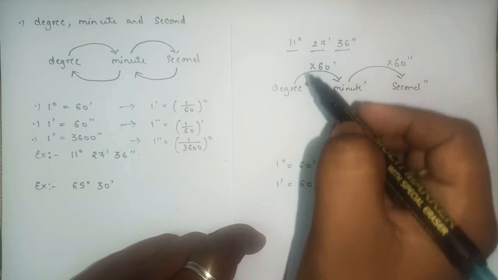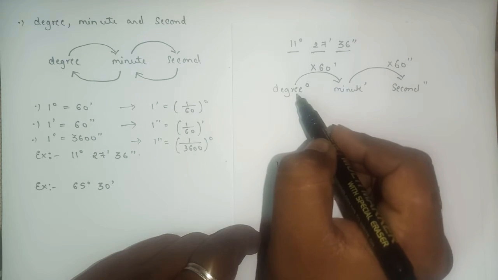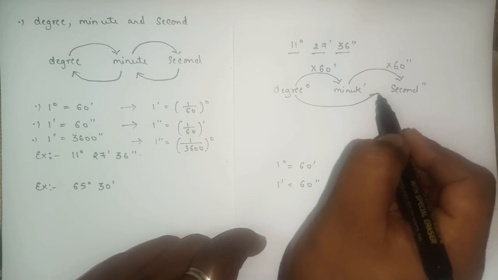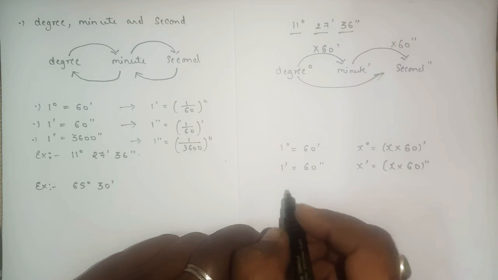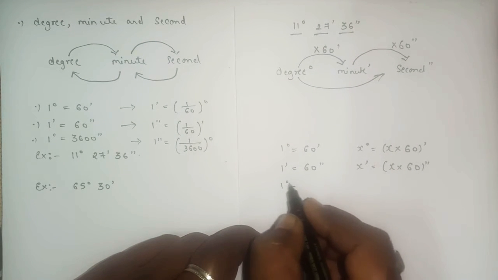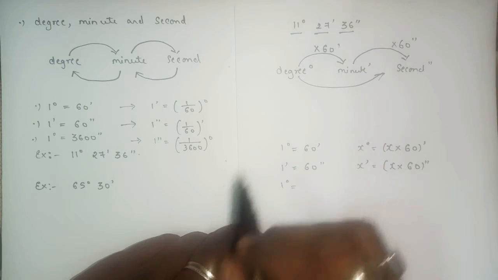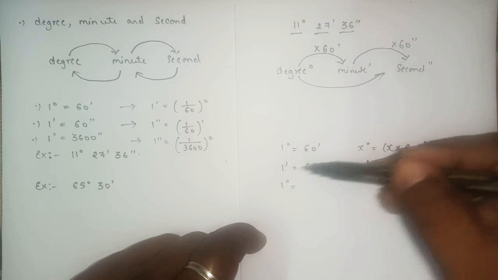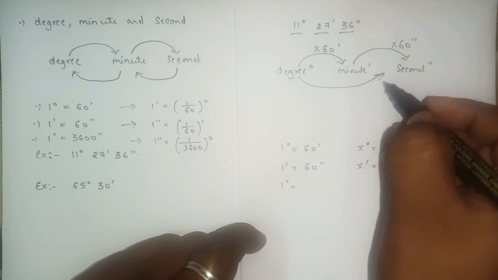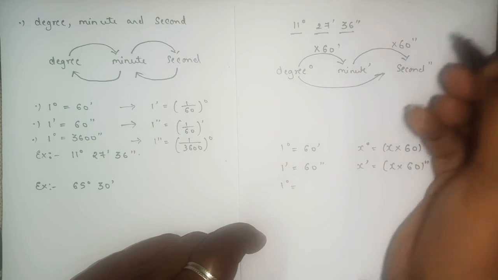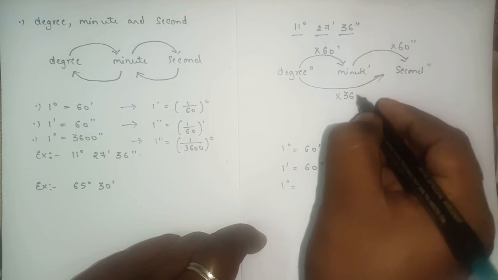Now suppose you want to convert degree directly to second, with no minute. The fundamental is that 1 degree is equal to 60 minute and 1 minute is equal to 60 second, so we have 60 and 60. If you want to convert degree directly to second, simply multiply by 3600.